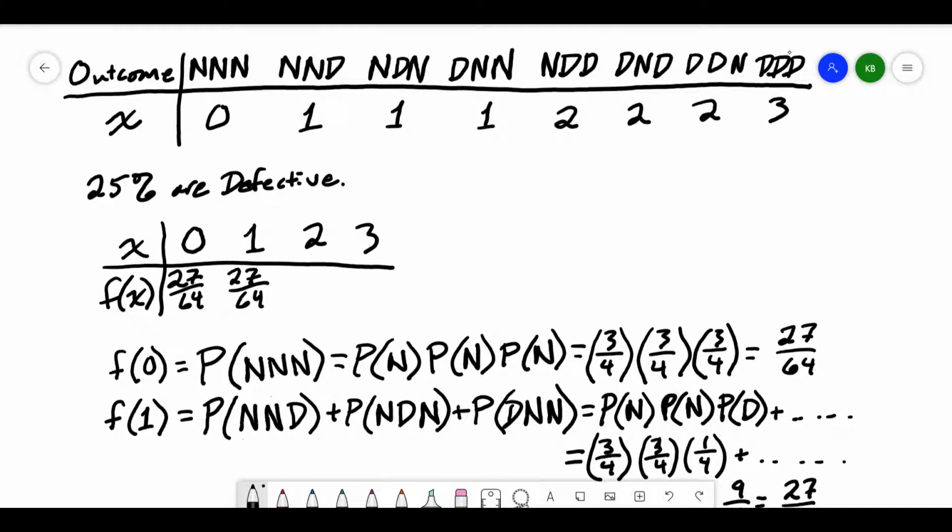Now, if I follow a similar process for when x is 2, I'm going to end up with 3/4 times 1/4 times 1/4. So 3/64 added together 3 times, giving me a probability of 9/64. And then finally, taking a look at the probability of 3 successes, I'll have all 3 are defective, so 1/4 multiplied times itself 3 times, and there's only one way that happens, so that gives me a probability of 1/64. So here's my probability distribution.